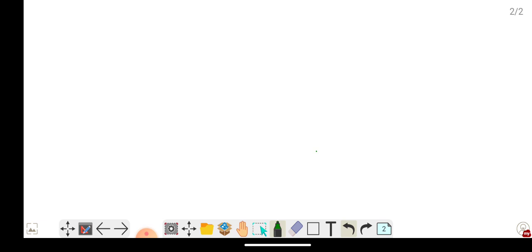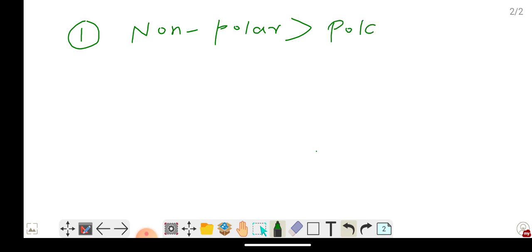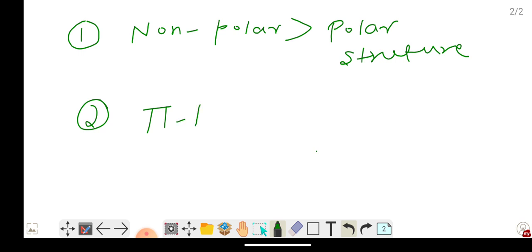For determining the stability we have the following 4 points, and these 4 points we always have to analyze in resonating structures to determine their stability. First point: resonating structures that are non-polar are more stable than the polar resonating structure.